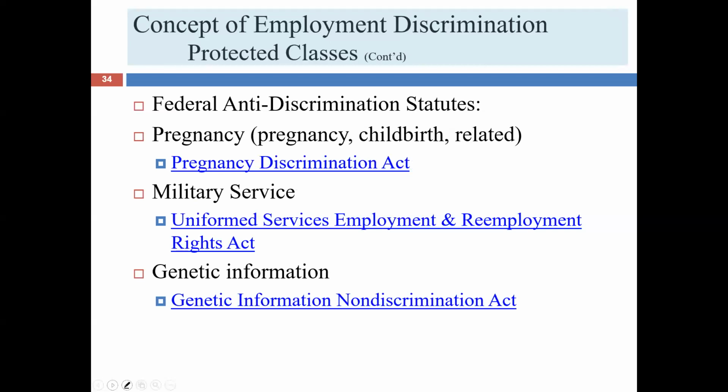More specifics about these various laws. Oh, we also have USERRA, is what this law is typically called, the Uniform Services Employment and Re-Employment Rights Act. We'll talk about this in more detail. This is probably, honestly, the most surprising of the laws.